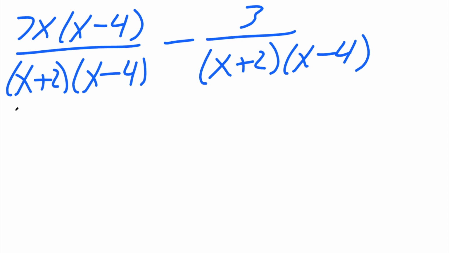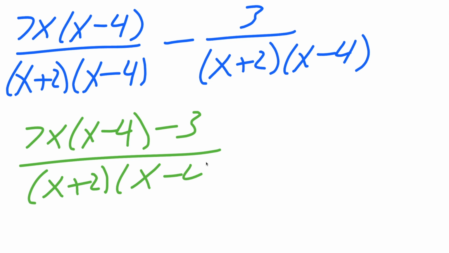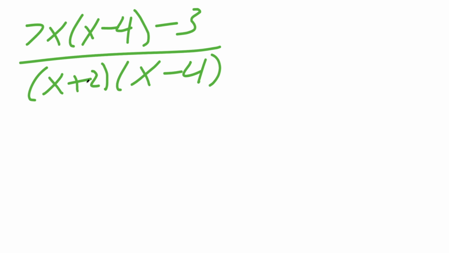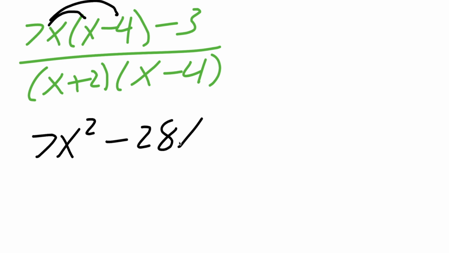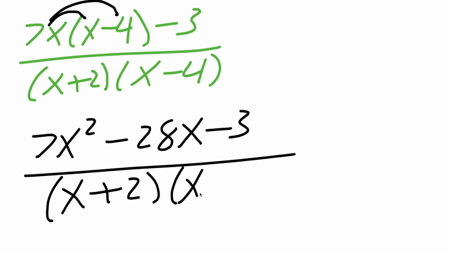So now we have a common denominator, so let's rewrite this. So we can say 7x(x minus 4) minus 3 divided by (x plus 2)(x minus 4). I also want to expand the numerator, so I'm going to do 7x times x and 7x times negative 4. 7x times x would give us 7x squared. 7x times negative 4 would give us negative 28x. And then we have our minus 3. And I'll keep the denominator as is: (x plus 2)(x minus 4).